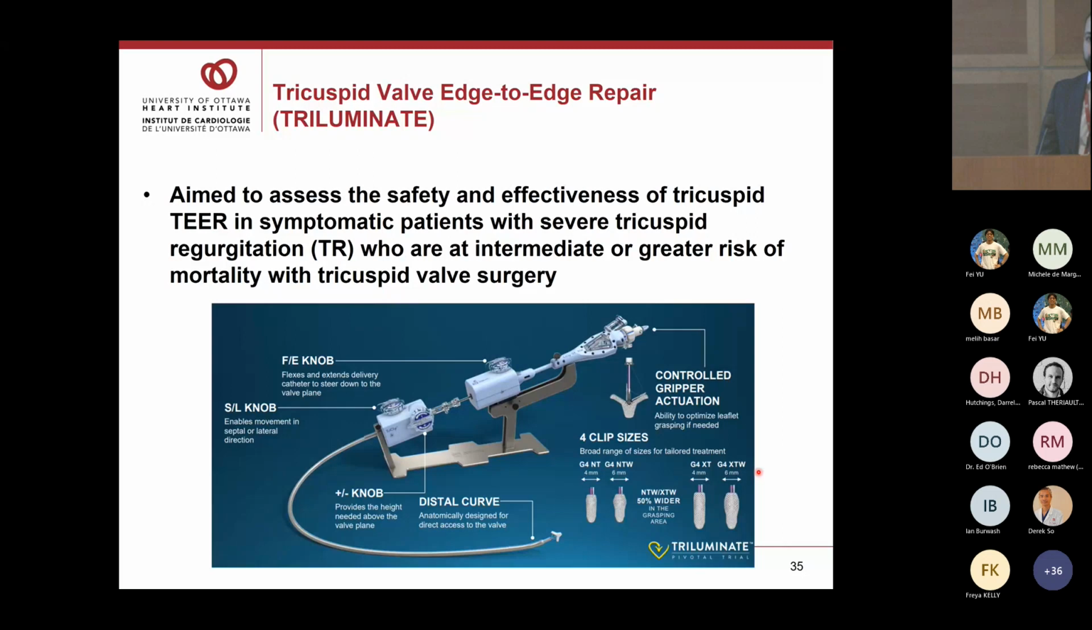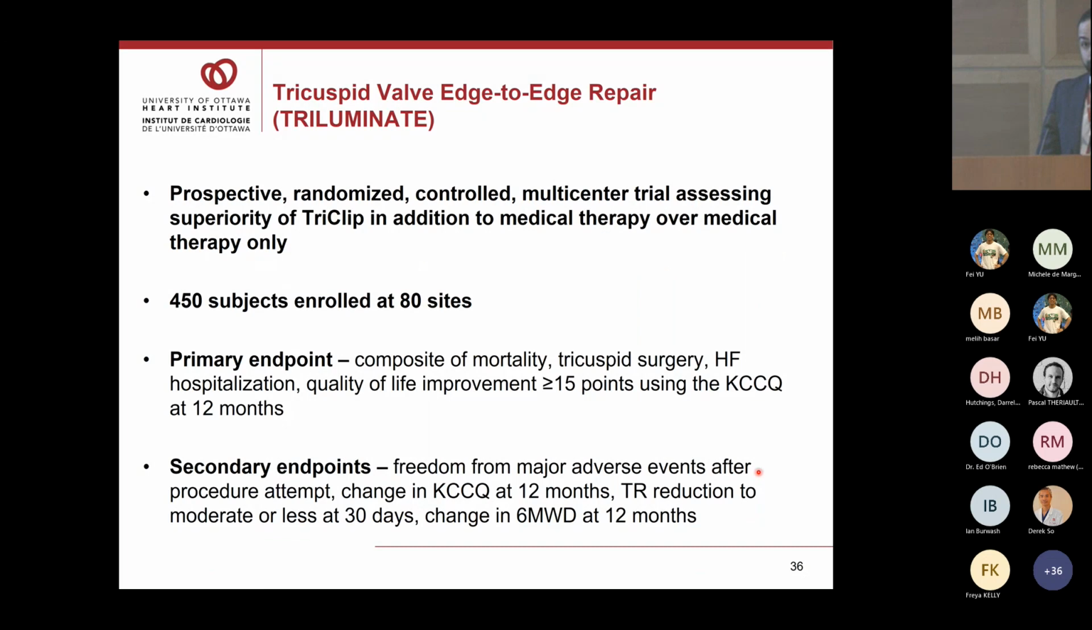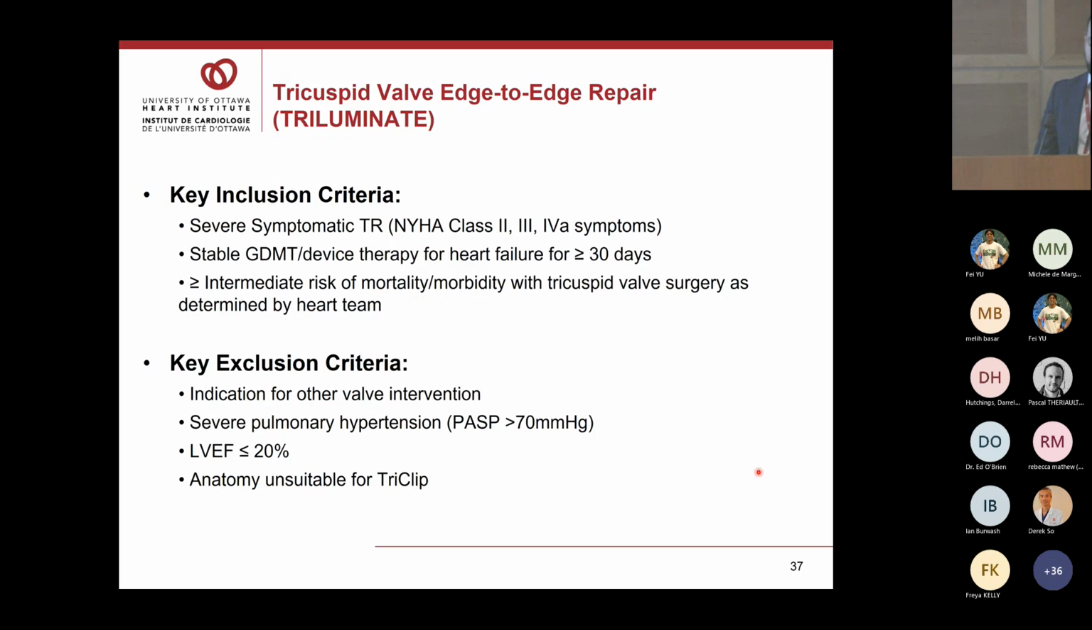So they enrolled 450 patients at 80 sites, and we enrolled patients here, and their composite endpoint was mortality, tricuspid surgery, heart failure hospitalization, and quality of life as assessed by KCCQ score at 12 months. As I mentioned, it was symptomatic TR in patients on stable guideline-directed medical therapy with greater than intermediate risk for surgery.